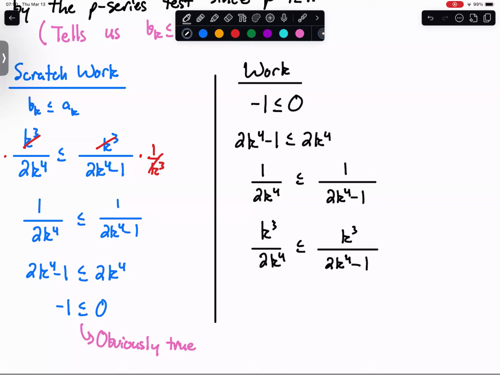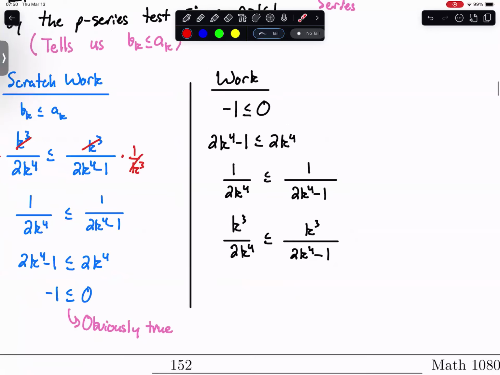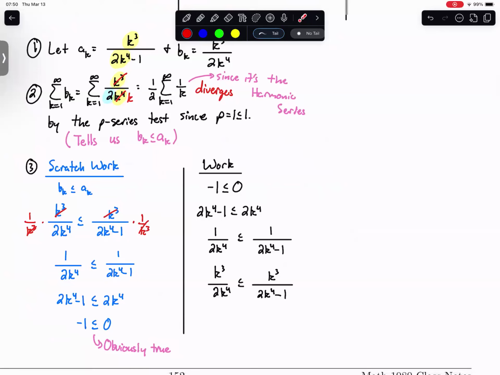And now I have it. I have that a of k is on the right-hand side, b of k is on the left-hand side. So I showed my work that b of k is less than or equal to a of k for all values of k. Zooming out and going through all of our work, because the series I'm comparing with diverges, and because I just showed that b of k is always smaller than a of k, since the series with b of k diverges, I only have one option for the series with a of k, and that is that the series diverges as well.